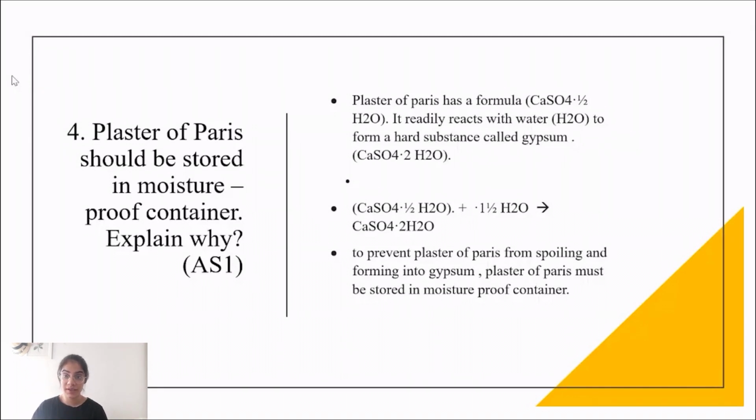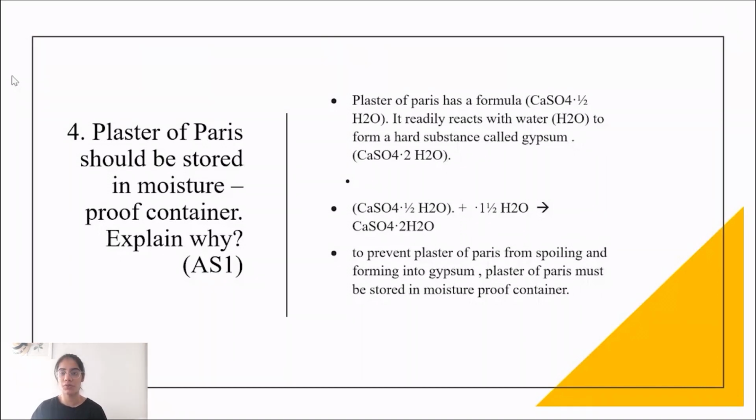So to prevent this white powder from forming into a harder substance, or to prevent plaster of Paris from spoiling and forming into gypsum, plaster of Paris must be stored in a moisture-proof container. So, to give an answer to your question, you can use points and say plaster of Paris has a formula of CaSO4 dot half H2O. It readily reacts with water molecules to form a hard substance called gypsum, which has a chemical formula of CaSO4 dot 2H2O. The chemical reaction is as follows.